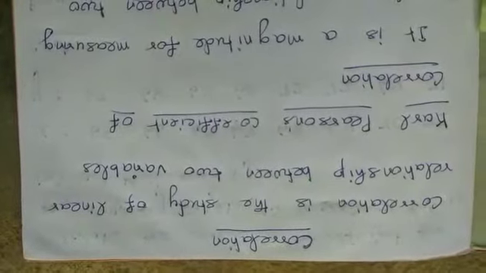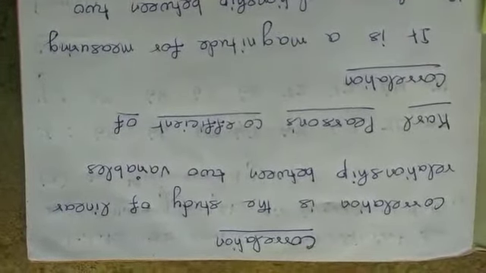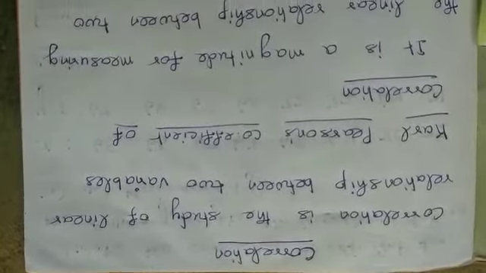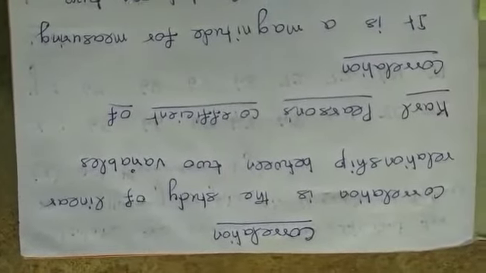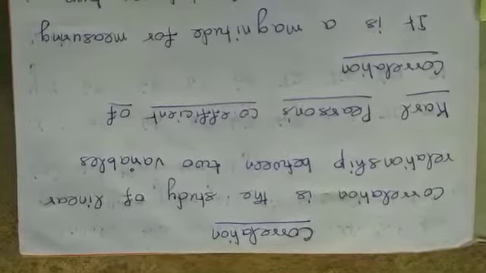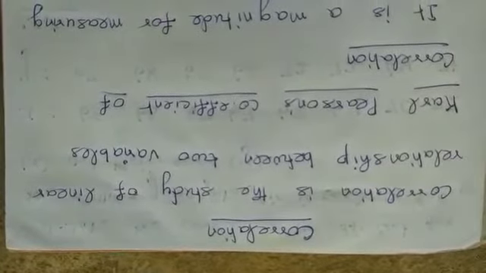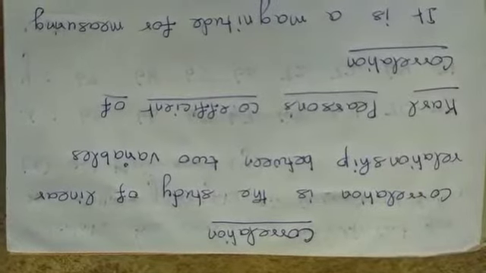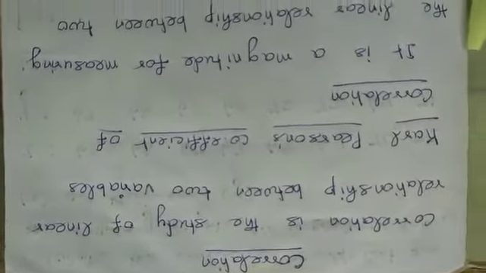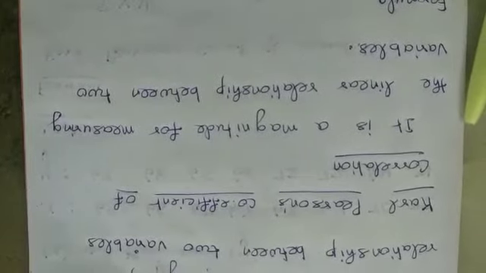Now we are going to see about correlation. Correlation is the study of linear relationship between two variables. That is, if x and y are two variables, what is the relationship between x and y? That is the correlation. In this, I am going to give you a few examples in Karl Pearson's coefficient of correlation.